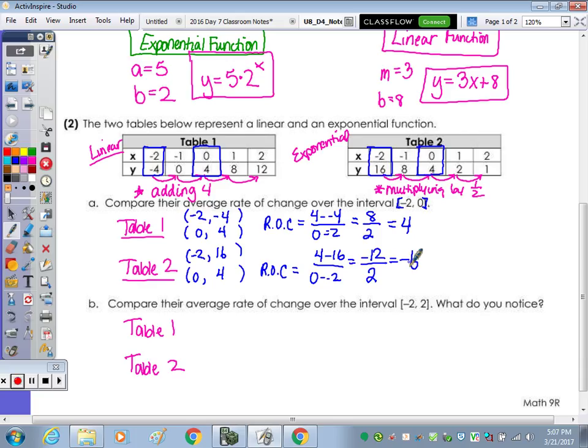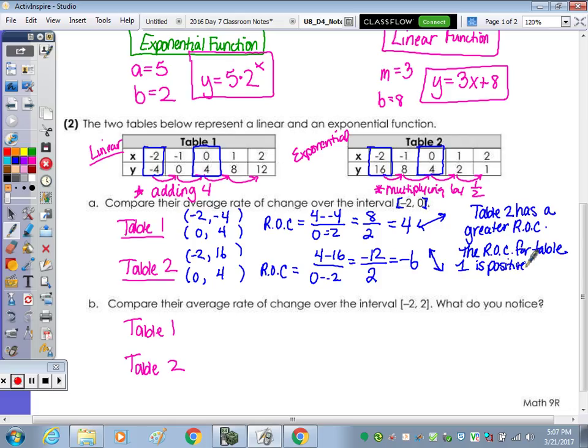Compare their average rate of change. Well, table 2, okay, has a greater rate of change. I'm realizing it's negative, but negative is just indicating the direction. Okay? Versus negative versus a positive. So table 2 has a greater rate of change. And we can also note that the rate of change for table 1 is positive, and the rate of change for table 2 is negative.